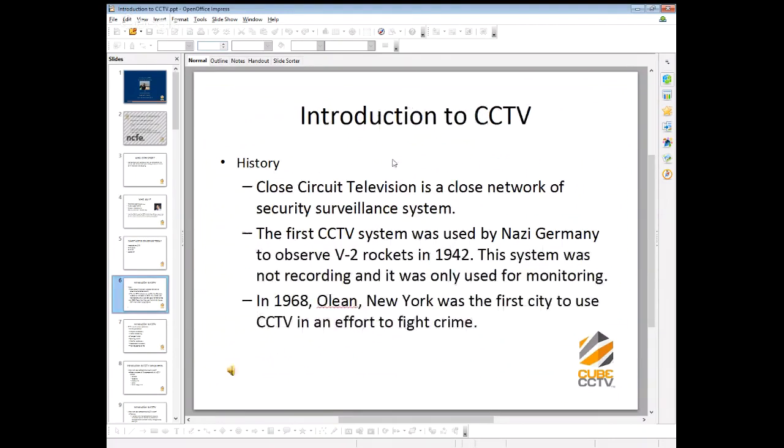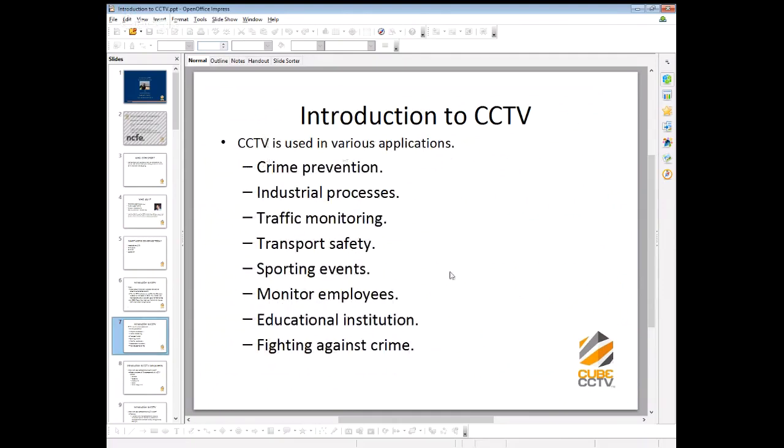To start with, a bit of history about CCTV systems. A CCTV system, or closed circuit television, is a closed network. The first CCTV system was used by Nazi Germany to observe V2 rockets in 1942, but that system was just a monitoring system. It was not recording. In 1968, Olean, New York was the first city to use a CCTV system effectively in the fight against crime. CCTV systems are used in various applications: crime prevention, industrial processes, traffic monitoring, transport safety, sports monitoring, monitoring employees, educational institutions, and to fight against crime.